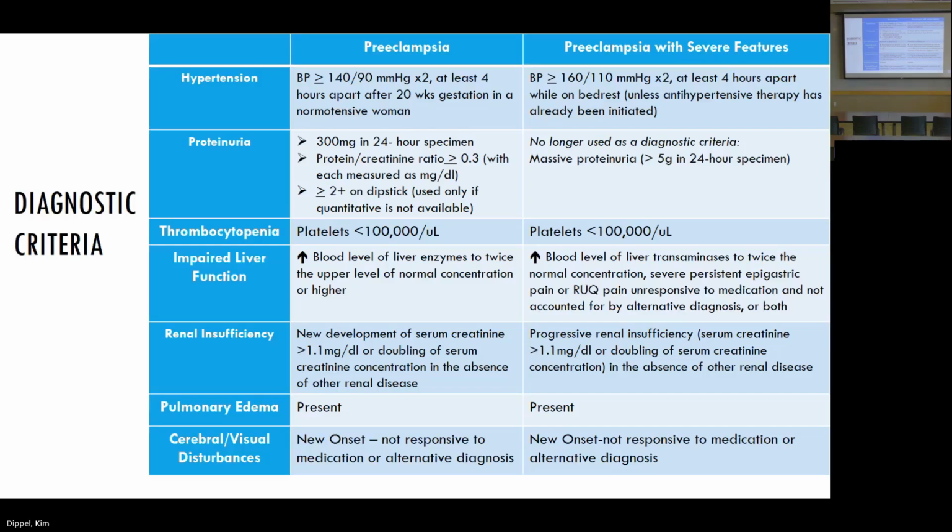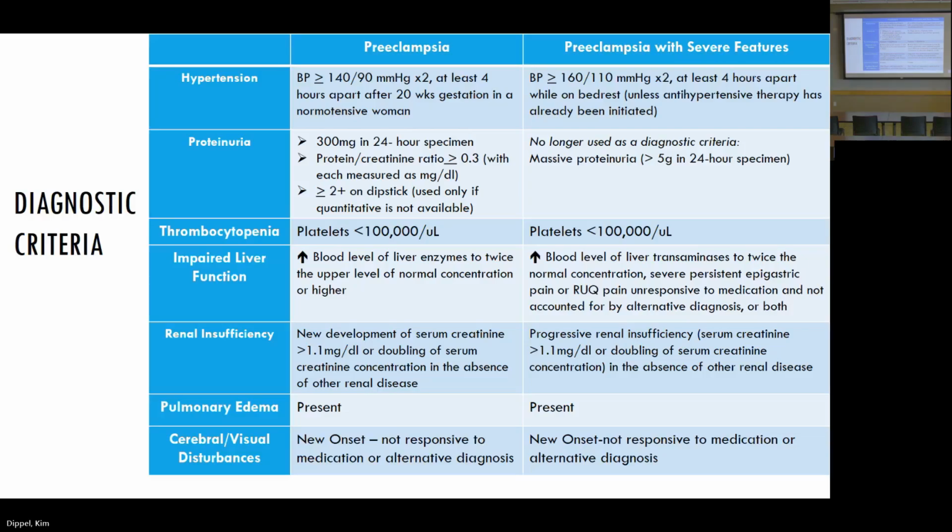And then here we have proteinuria diagnostic criteria. Some of you, where you work, you don't do 24-hour urine specimens for preeclampsia. Some of you do a protein creatinine ratio. We do have some providers that start out with a protein creatinine ratio and then go into doing a 24-hour specimen. One is not better than the other. It's just preference. Greater than or equal to 2+ on the dipstick. I think most people have access to the protein creatinine ratio. Massive proteinuria, greater than 5 grams in a 24-hour specimen, is no longer a diagnostic tool.